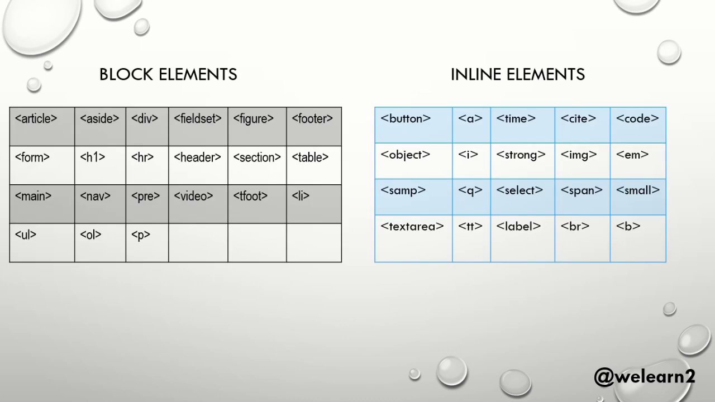Let's take a look at some examples of block elements and inline elements. These are block elements on the left side of the screen and these are inline elements on the right side of the screen. For the block elements, we have article, aside, div, fieldset, figure, footer, form, h1, hr, header, section, and the rest. In the inline we have button, the a tag, time, cite, code, object, i, strong, and the rest. So these are some examples of block elements and inline elements.